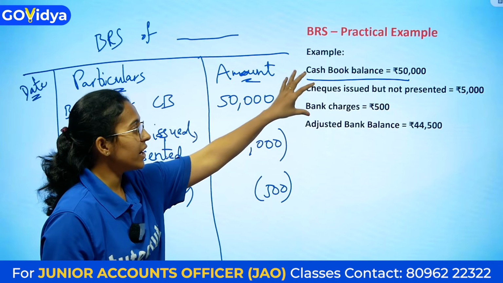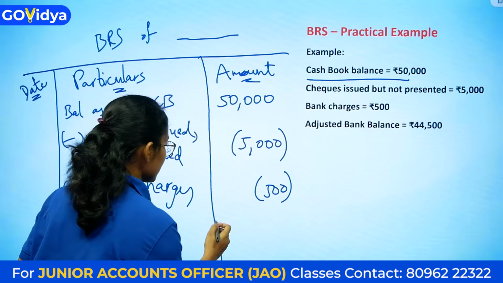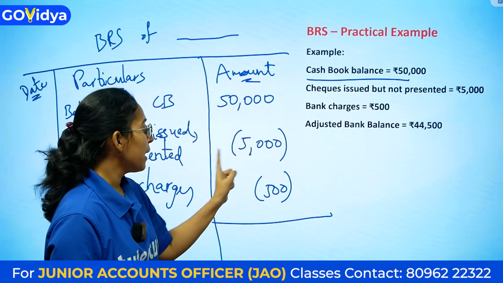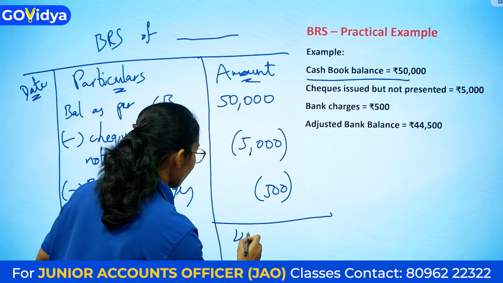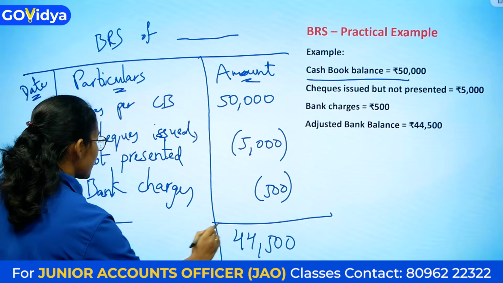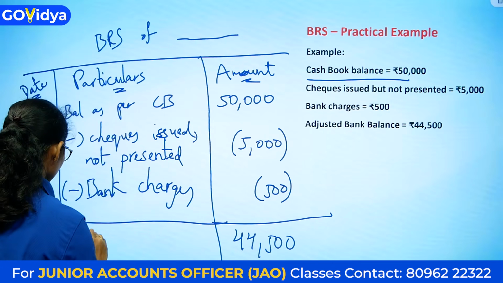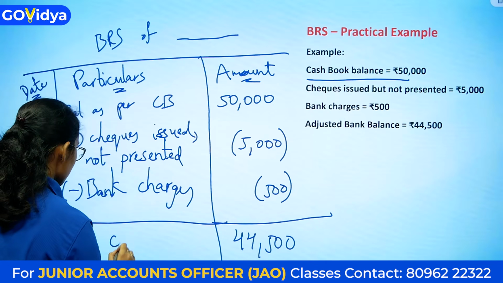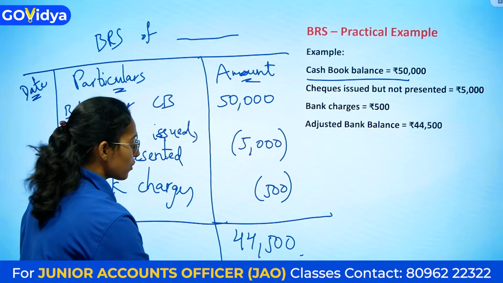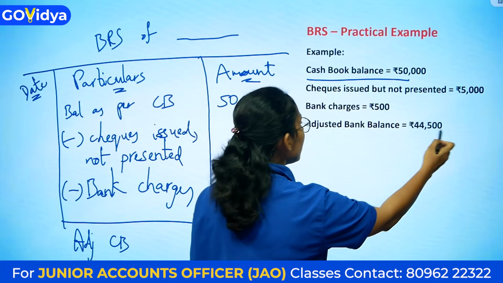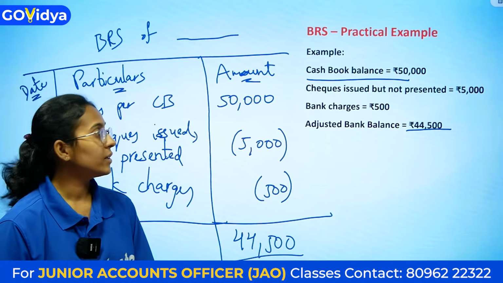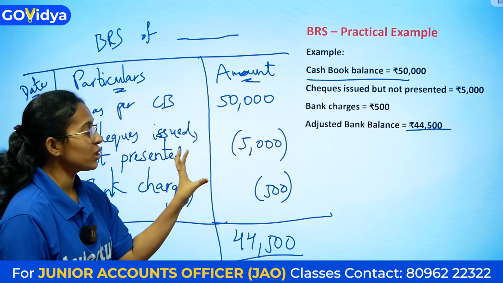Now, are there any other transactions left over? No. Now, let us tally it. So, 50,000 minus 5,000, which is 45,000, minus 500, which is 44,500. This is the adjusted cash balance, or adjusted balance as per the cash book, which is 44,500, and it is matching here. Adjusted bank balance is also 44,500. Clear? This is how you have to prepare a bank reconciliation statement.